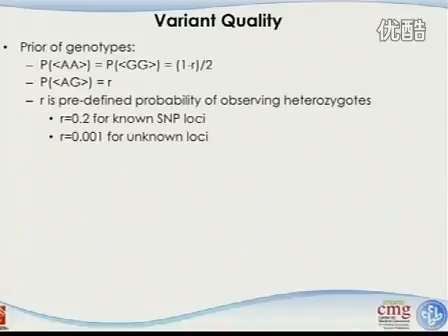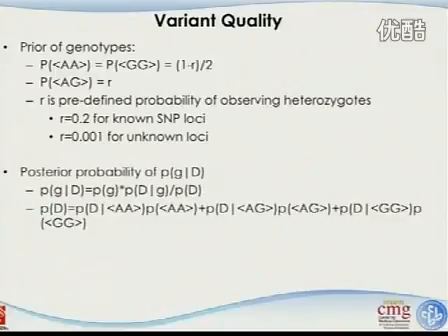Okay, and this is what Hai mentioned, SAMtools. When you use SAMtools to call the variants, this is exactly the approach that SAMtools is using. For known SNP loci, they use R as 0.2. For unknown loci, they use R as 0.001. Why? I don't know. It's based on their approach, right? So they just assume it's right, and hopefully it's right. But this is the way that they do that. And I'm not going to go through this.